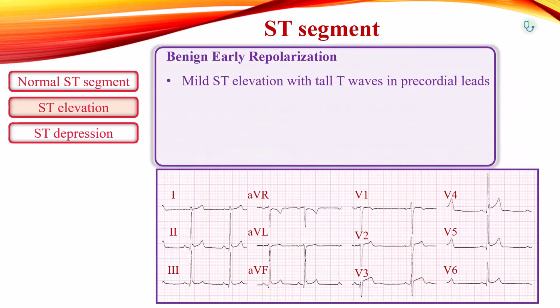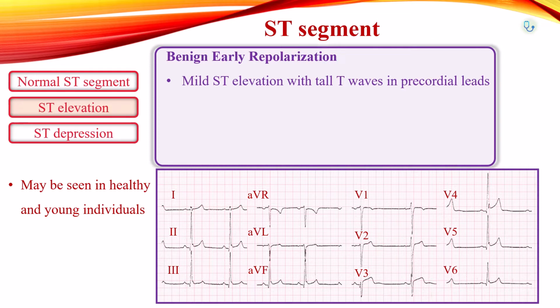Benign early repolarization causes mild ST elevation with tall T waves mainly in the precordial leads. It is a normal variant, and may be seen in healthy individuals younger than 50 years of age. It is also known as high takeoff or J-point elevation, and may mimic pericarditis or acute myocardial infarction.